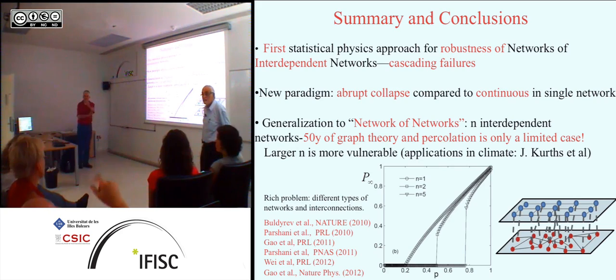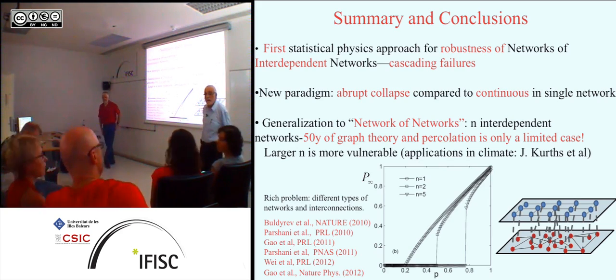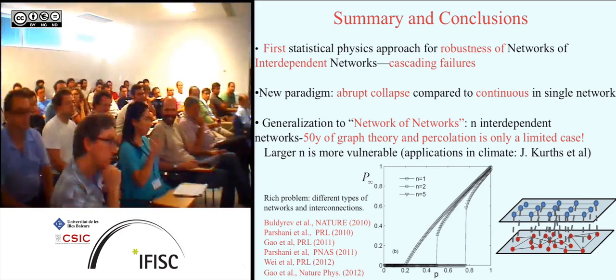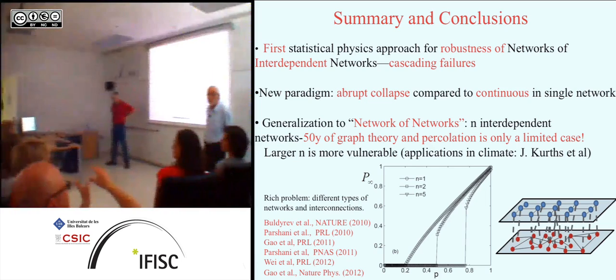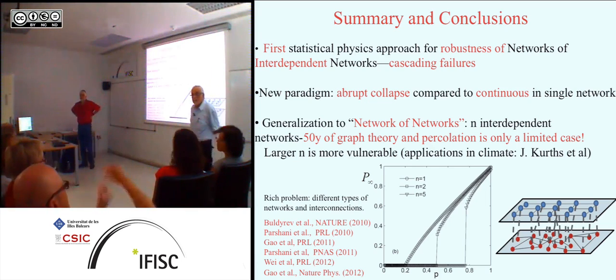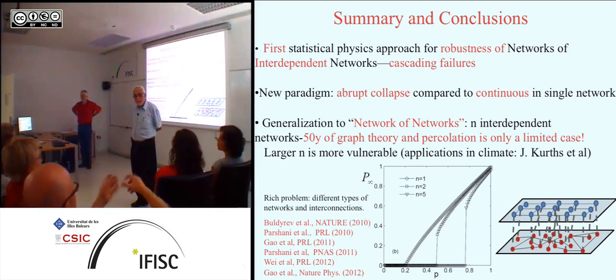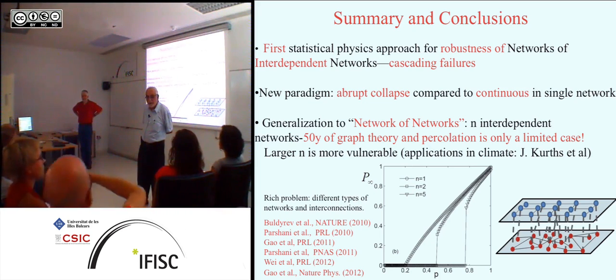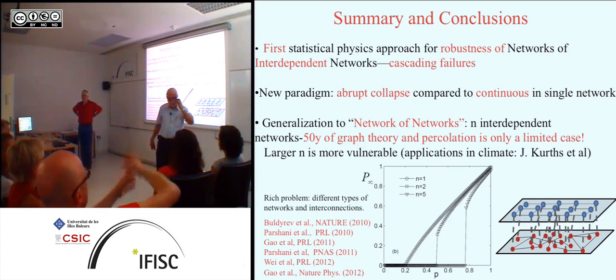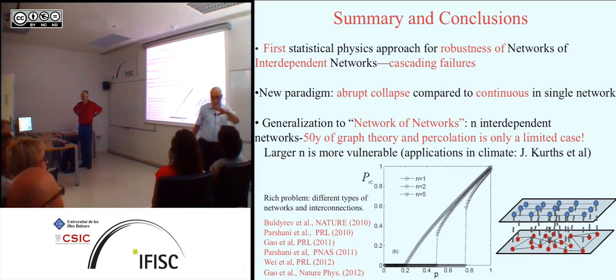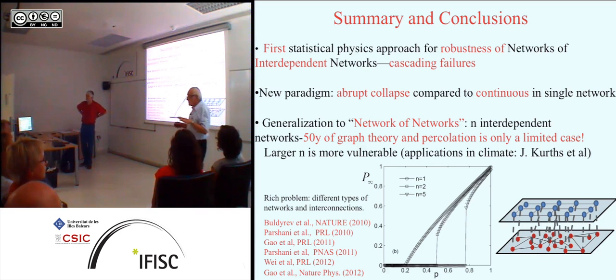Yes. More questions, Manfred? Is it always so easy to distinguish between different networks, to say this is one network and this is the other, and they do not belong to each other? For example, in the climate example. Yeah, I agree. Some networks you can distinguish very clearly.